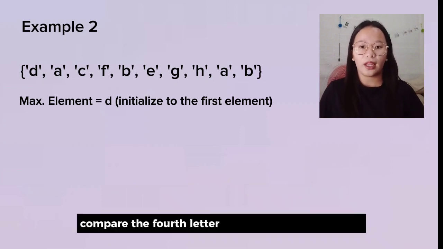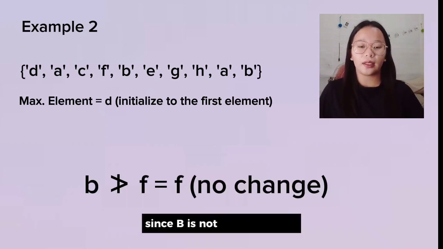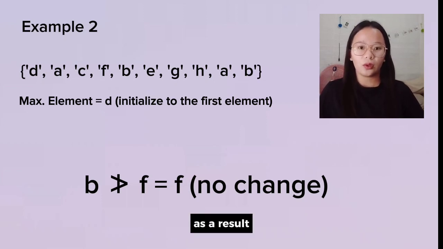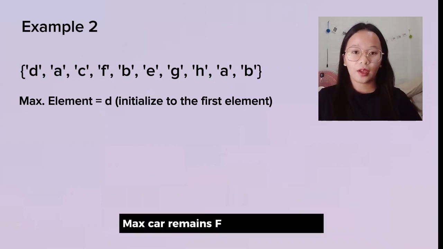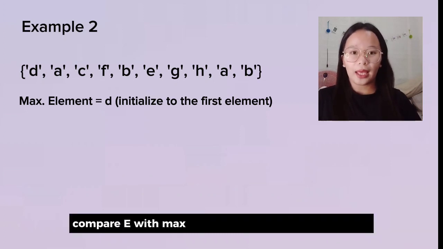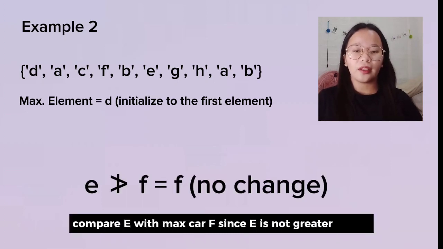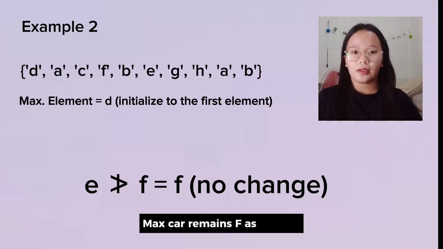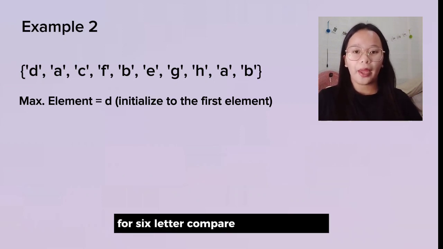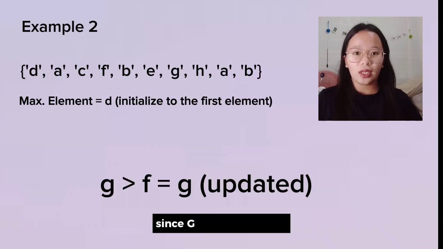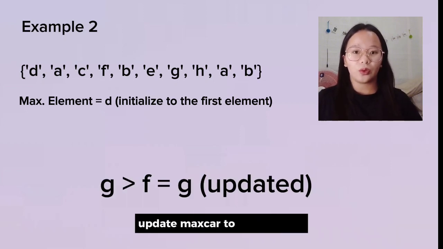Next, compare the fourth letter, which is B, with max char F. Since B is not greater than F, max char remains F. As a result, there is no change. Max char remains F. For the fifth letter, compare E with max char F. Since E is not greater than F, max char remains F. As a result, there is no change. Max char remains F. For the sixth letter, compare G with max char F. Since G is greater than F, update max char to G. As a result, the max char is updated to G.